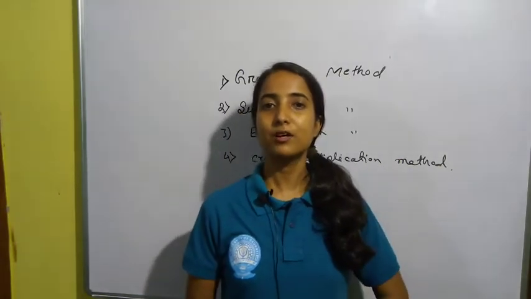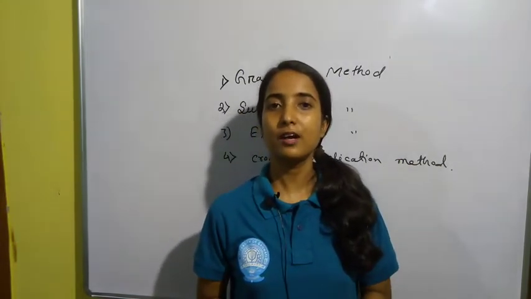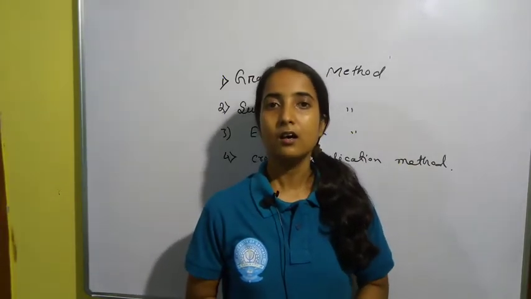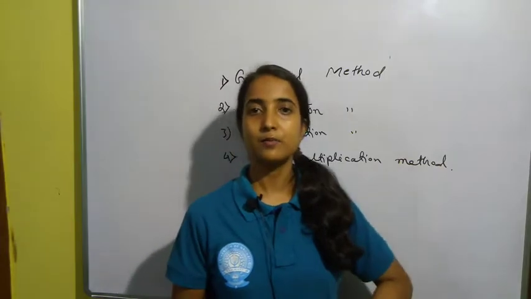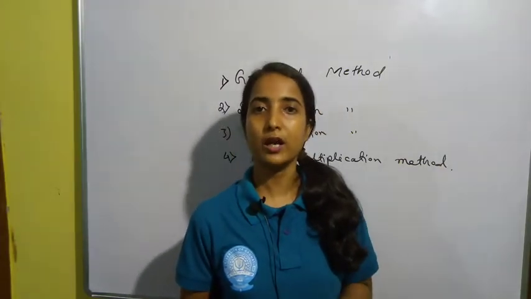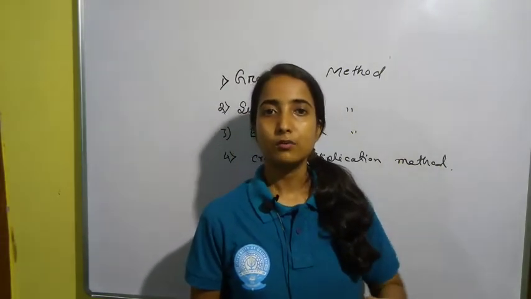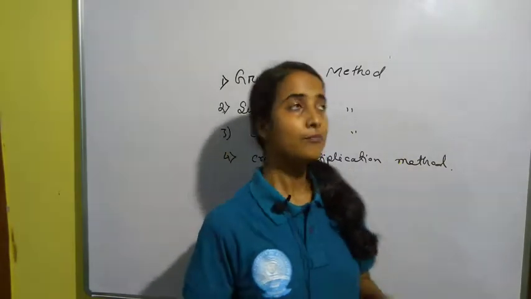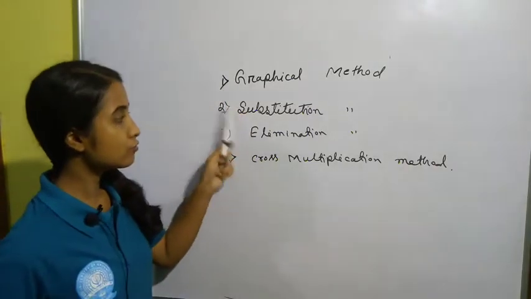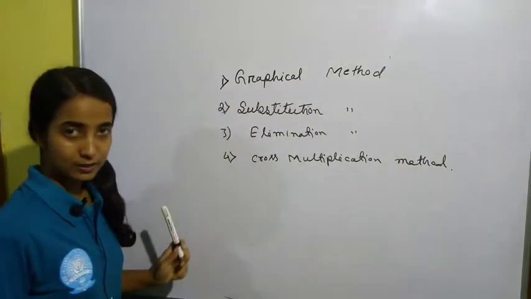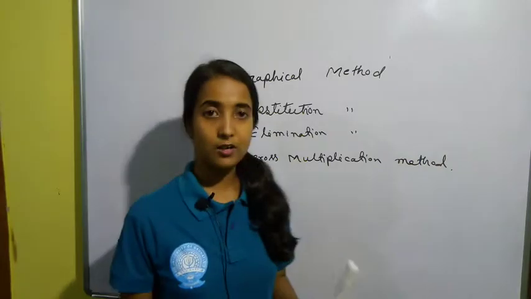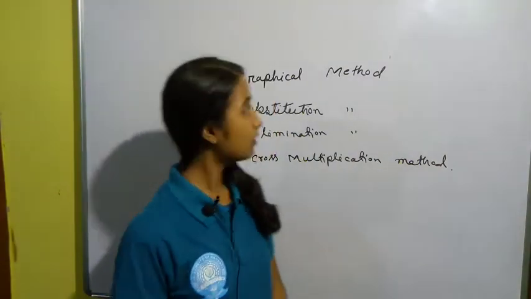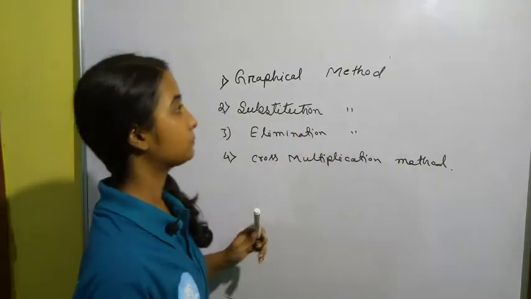We are discussing the third chapter of your mathematics book, a pair of linear equations in two variables. And I told you that in this chapter there are a total of four methods that are used to solve a pair of linear equations, and those methods are the graphical method, substitution method, elimination method, and cross multiplication method. And we are already familiar with the graphical method because that method is already finished.